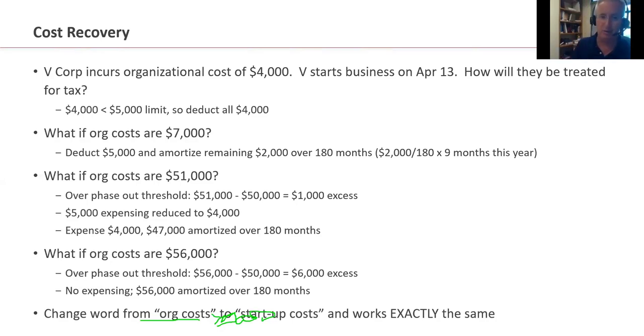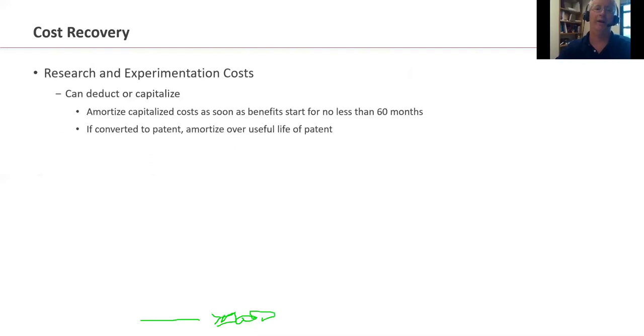I categorize all my org costs. How do I treat them? Boom, I go through this process. I categorize all my startup costs. I run them through this $5,000, $50,000 phase out mill just like I did the others. Okay, we are getting close now.